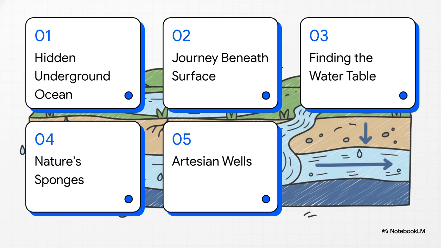Here's our quick roadmap for today's descent. First, the hidden underground ocean. Second, journey beneath the surface. Third, finding the water table. Fourth, nature sponges, the aquifers. And finally, trapped water and artesian wells.